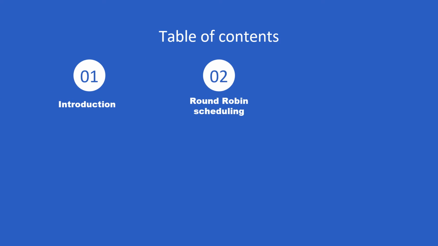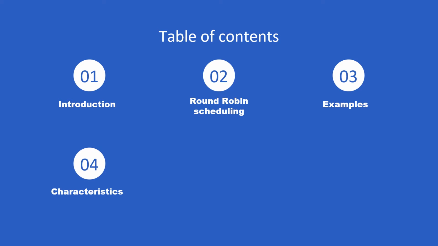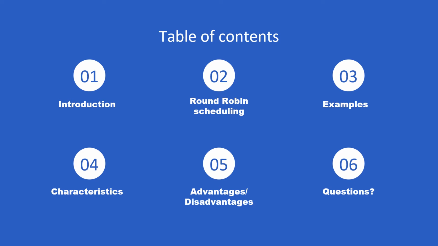We have the table of contents where we will discuss a brief introduction about the topic, then what actually round robin scheduling is, moving on to its examples, then its specific characteristics which make it distinct from other scheduling schemes, then its disadvantages and advantages, and moving on to the simple questionnaire session.